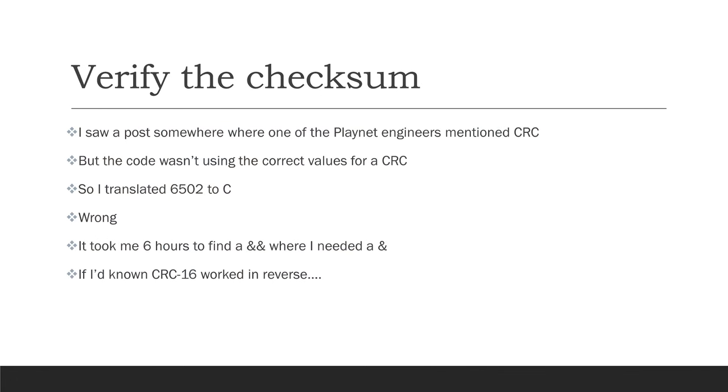And again, I saw where one of the Planet engineers was commenting somewhere on the internet that they use CRC. But that checksum code wasn't using the right values for a CRC 16. So instruction by instruction, I transliterated the 6502 code to C. Wrong. It took me 6 hours to find an AND where I needed an AND. And the really frustrating part is if I had known that CRC 16 did everything in a backwards bit order, for some reason, it is just CRC 16, I could have been done with this so much faster. But there we were.